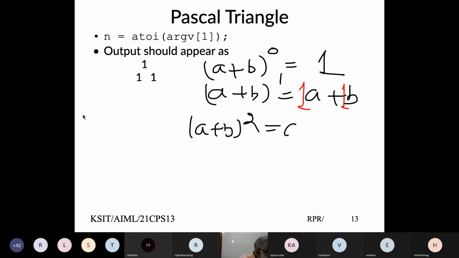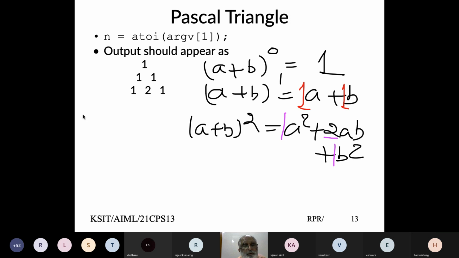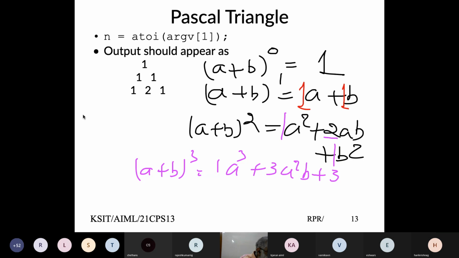A plus b square is a square plus 2ab plus b square, and we look at the factors. This is 1, this is 2, this is 1 again. So I should see next is 1, 2, 1. Similarly, a plus b cube gives me 1a cube plus 3a square b plus 3ab square plus b cube. So my factors are 1, 3, 3, and 1.